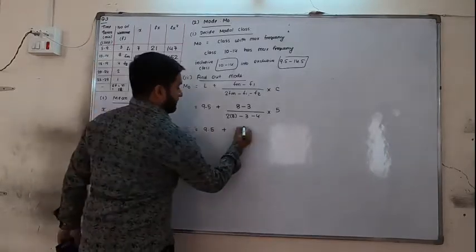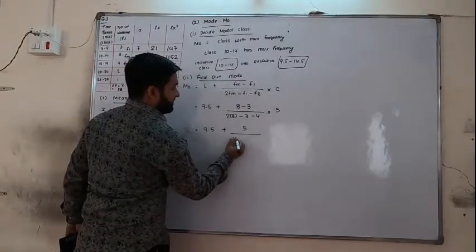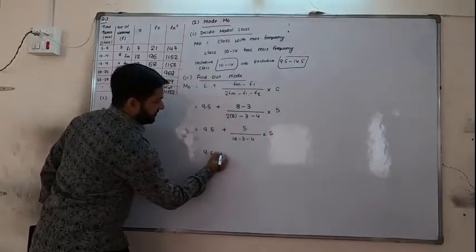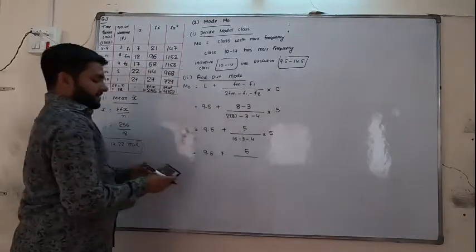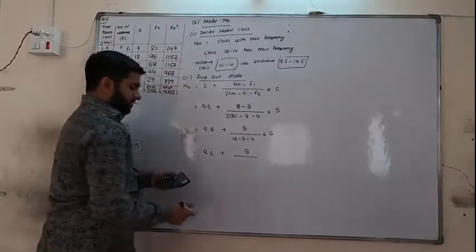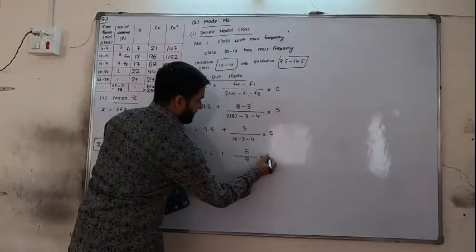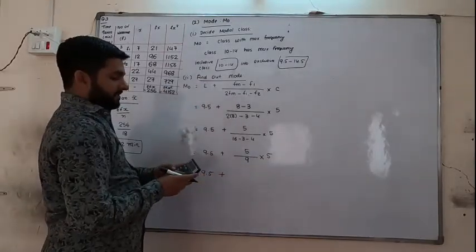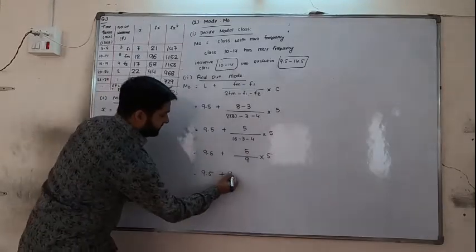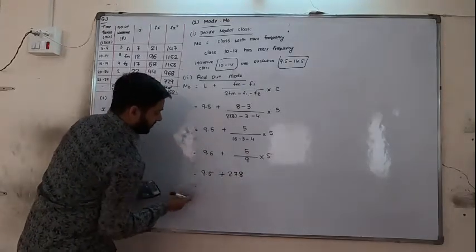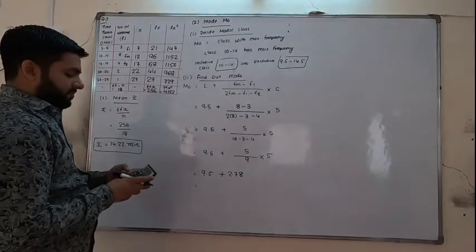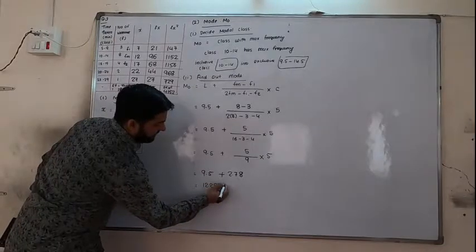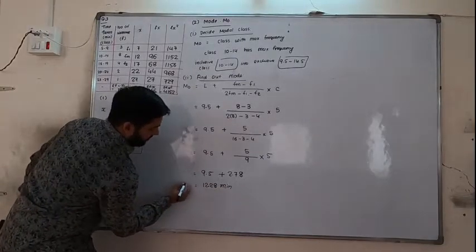9.5 plus 5 divided by 16 minus 3 minus 4, which is 9, multiply 5. So 9.5 plus 5 into 5 by 9. It is 2.777, so 2.78. So 9.5 plus 2.78 is 12.28 minutes. Mode M.